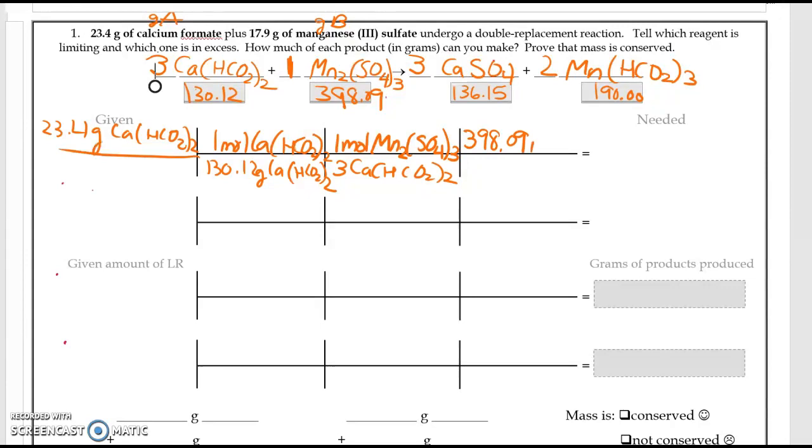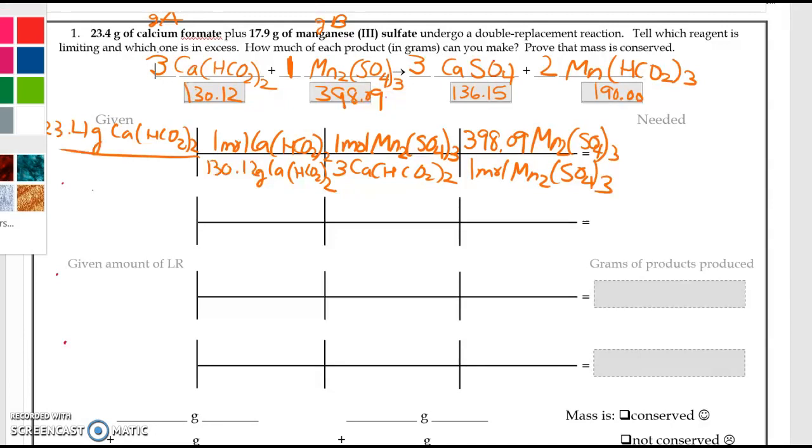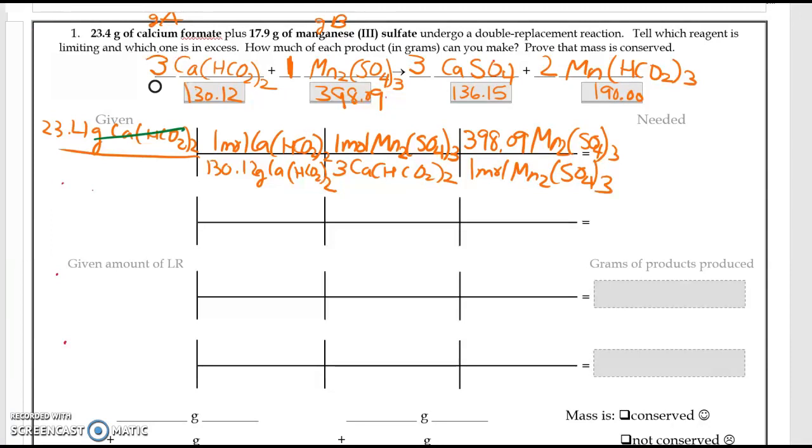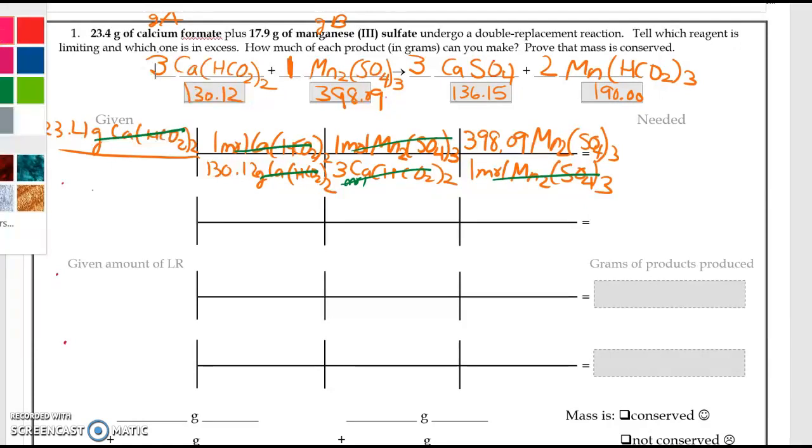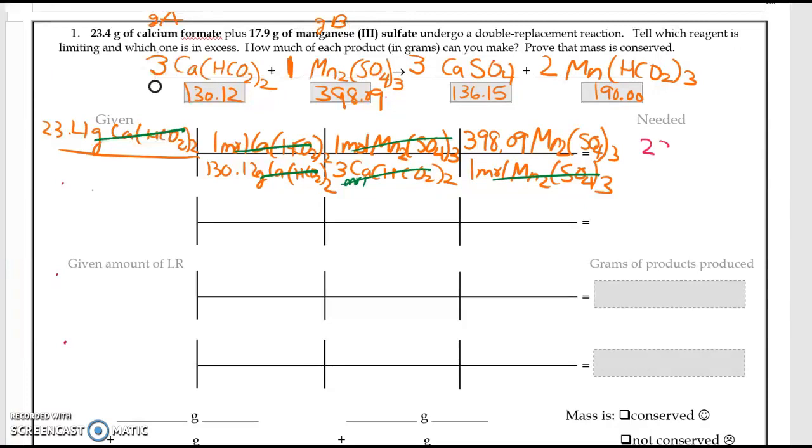So that's 398.09 grams Mn2(SO4)3 and 1 mole Mn2(SO4)3. I'm going to show you why it's important to write all these units over and over. Grams get canceled with this gram, moles get canceled. This should have been 3 moles. This is going to get canceled, and then this mole is going to get canceled. You're not canceling the numbers, just the units. Then you put it in your calculator, and you should get 23.86 grams Mn2(SO4)3.